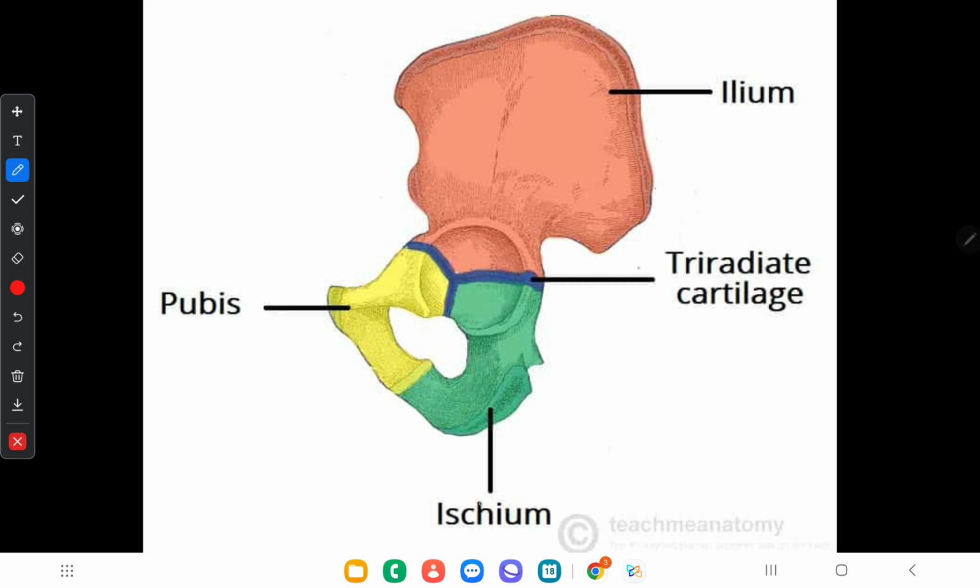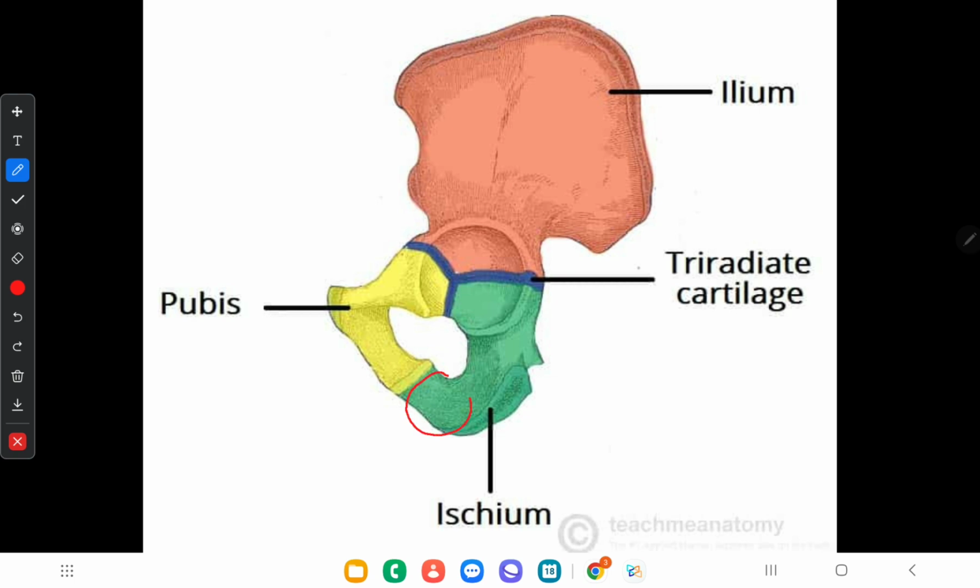Then the other bony part is the ischium. In the ischium there are mainly two parts: the body and the ramus of the ischium. In the lower part of the body of the ischium there is a rough area, and it is called the ischial tuberosity.